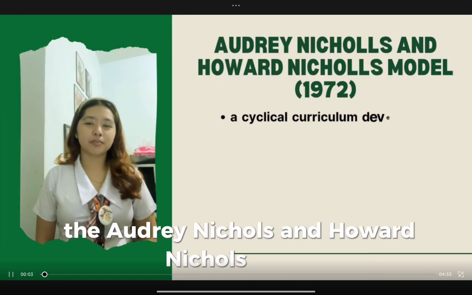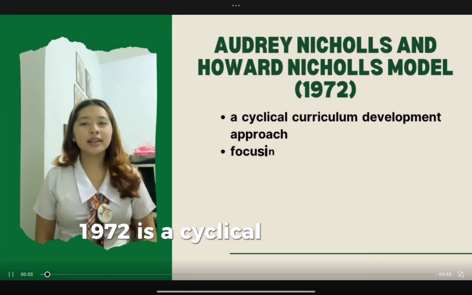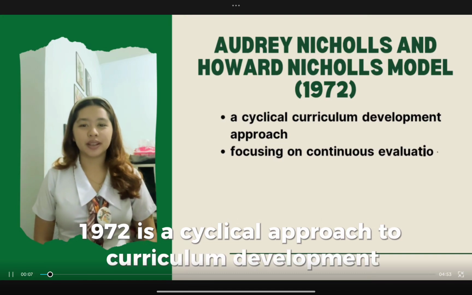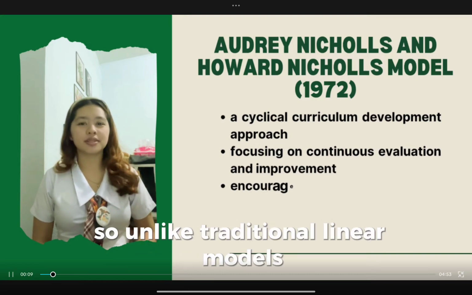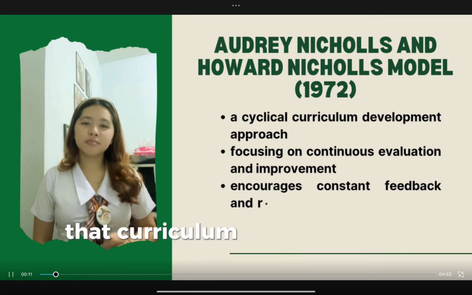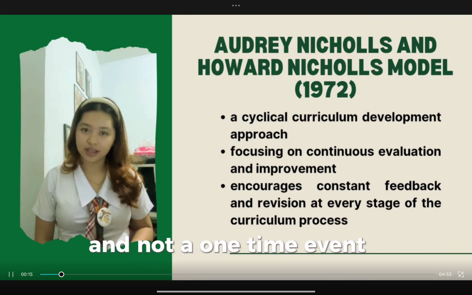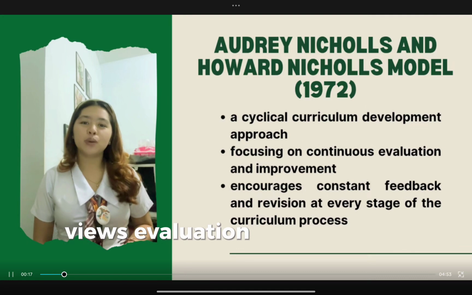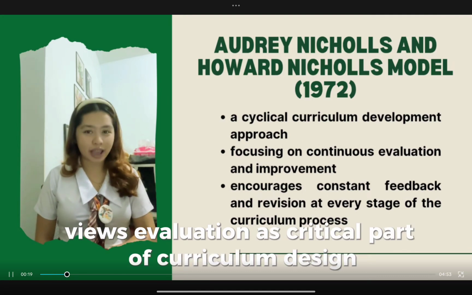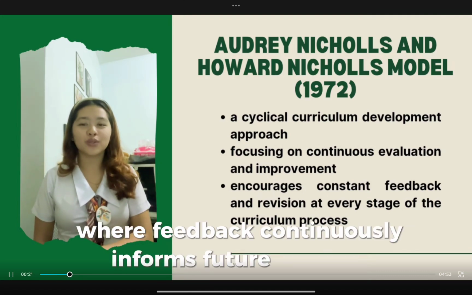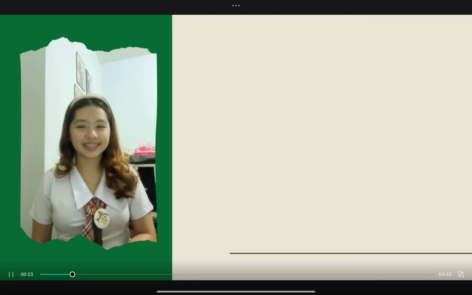The Arthur Nichols and Howard Nichols model, 1972, is a cyclical approach to curriculum development. Unlike traditional linear models, it emphasizes that curriculum development is an ongoing process and not a one-time event. This model views evaluation as a critical part of curriculum design, where feedback continuously informs future revisions.